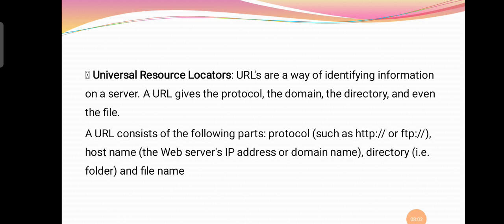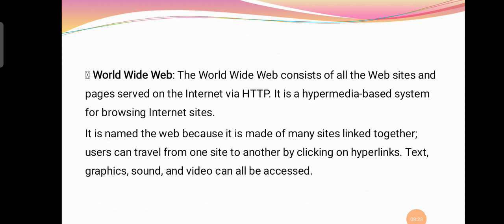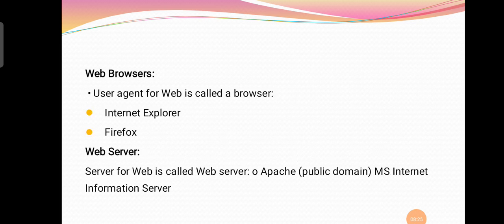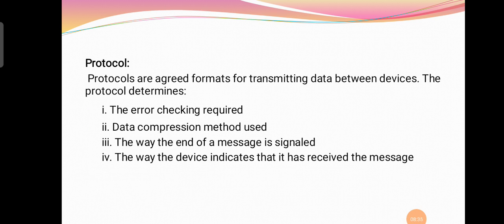So a URL consists of different parts. Initially the protocol will be mentioned, like HTTP or FTP. Then the host name, which is nothing but the web server's IP address or domain name. Then the directory of the file and a particular file name will be mentioned in the uniform resource locator. Then there are different kinds of web browsers from which the client can send the request to the server, for example Internet Explorer, Firefox, Google Chrome, etc.